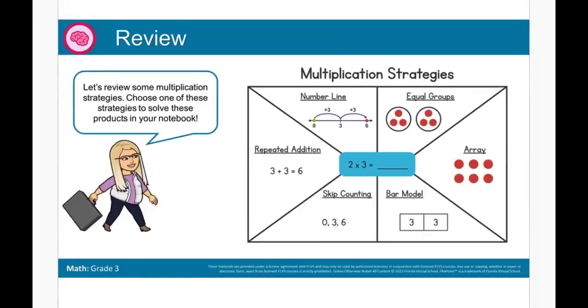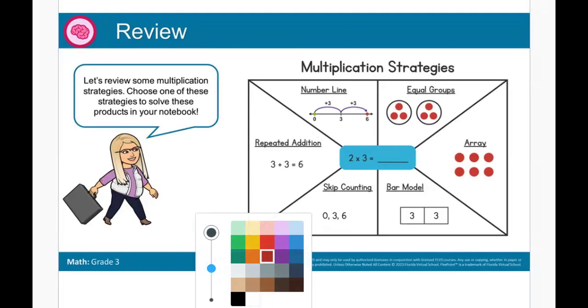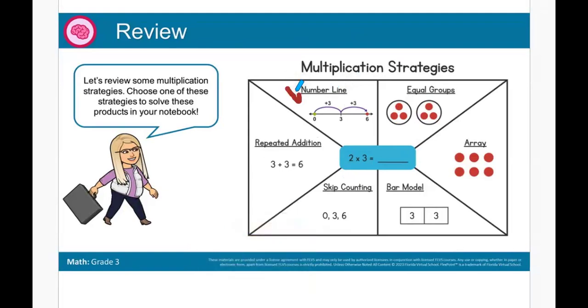So let's review some of the different strategies we use for multiplication. One strategy is a number line. We also put this in our math journal last week. We've also done repeated addition, where we can show adding that same number multiple times. We know skip counting is another way of showing multiplication. An array is another, equal groups, and then finally a bar model.